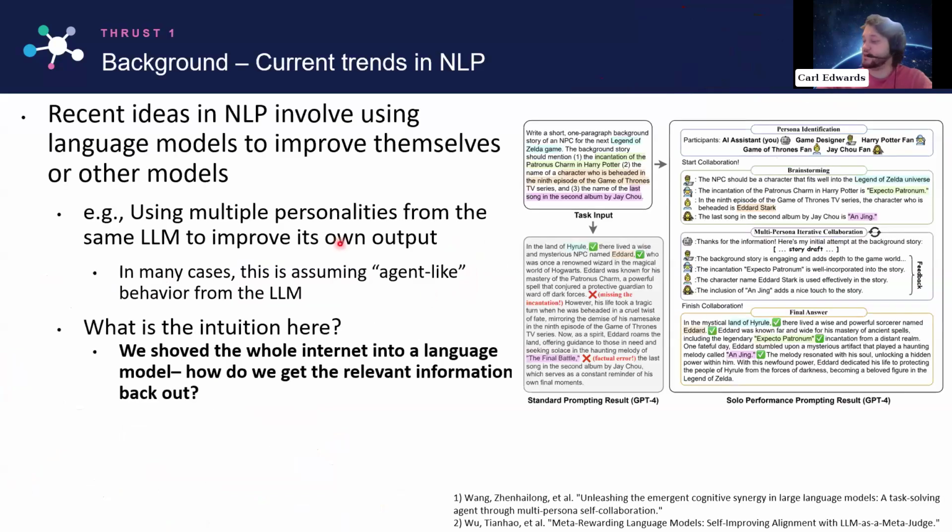Recent ideas in natural language processing involve using language models to improve themselves or other models, right? So we might give a language model multiple personalities and then have it talk to itself to improve its output. But really, at least from my perspective, the intuition here is we shoved the whole internet into a language model, but a lot of the internet is garbage. So how do we get the relevant information back out?